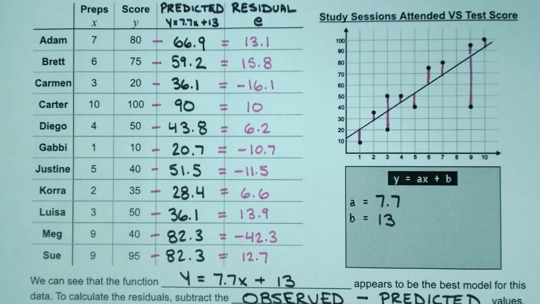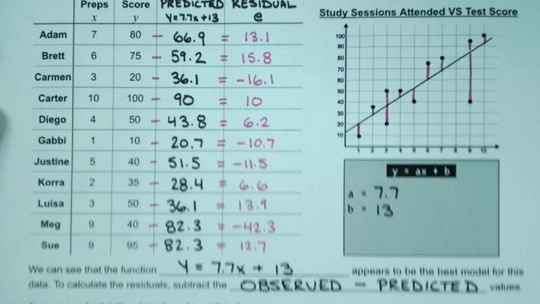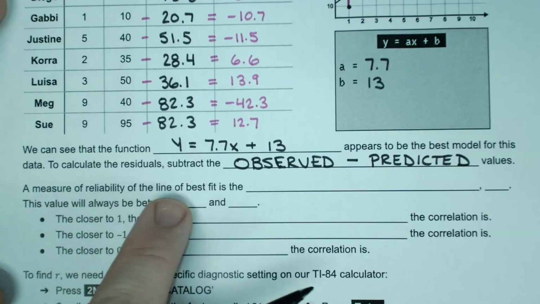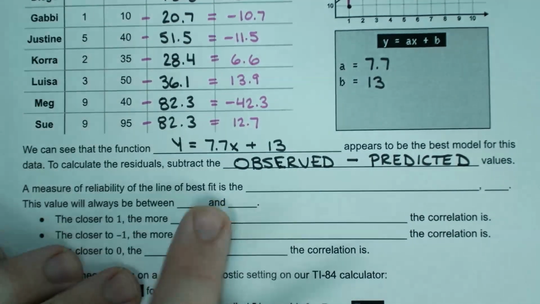Speaking of Meg, her score just seems kind of different, right? Just kind of doesn't fit with the rest of the data. That's making me wonder if my line of best fit might not be the best line of best fit. Kind of a weird thing to say here. So what I want to do next is a measure of reliability of the line of best fit, called the correlation coefficient.